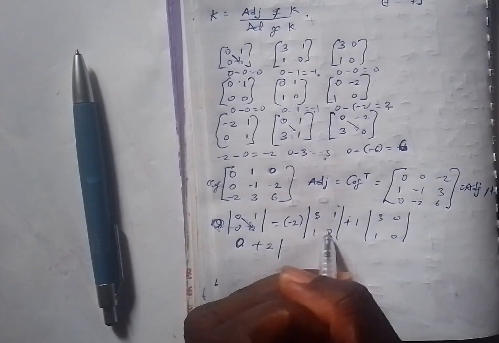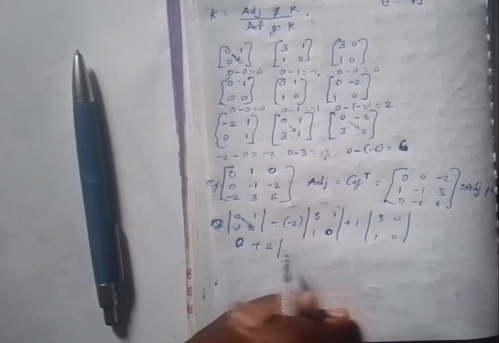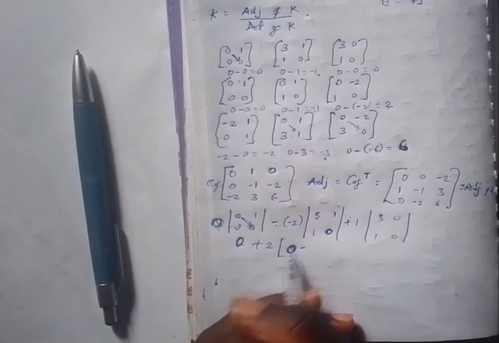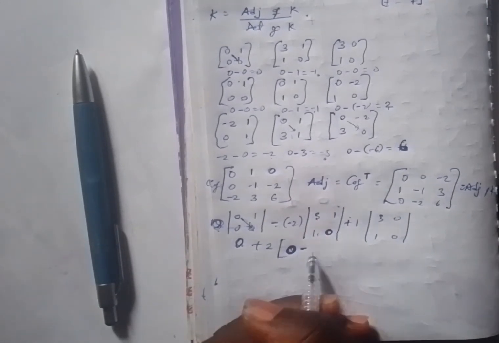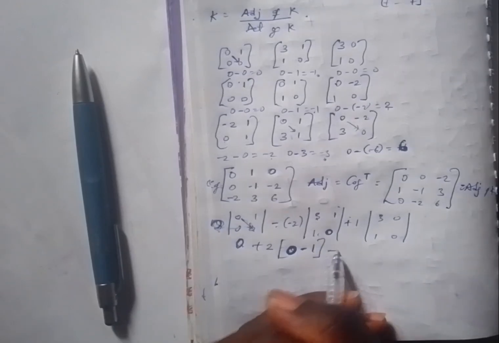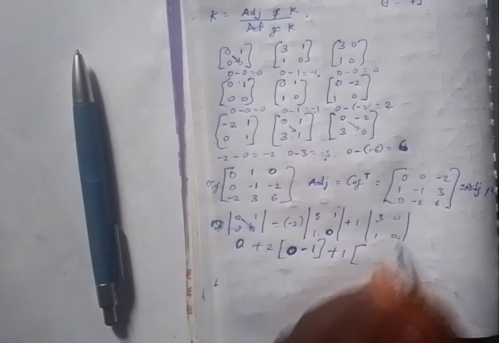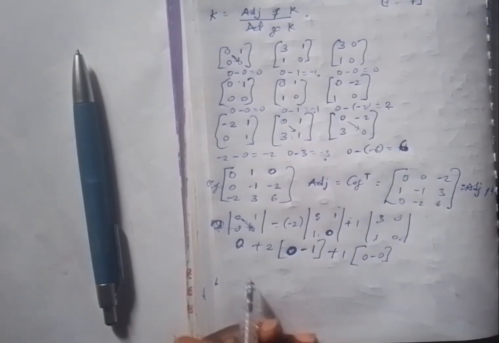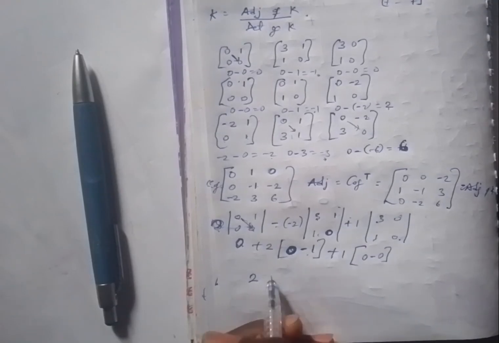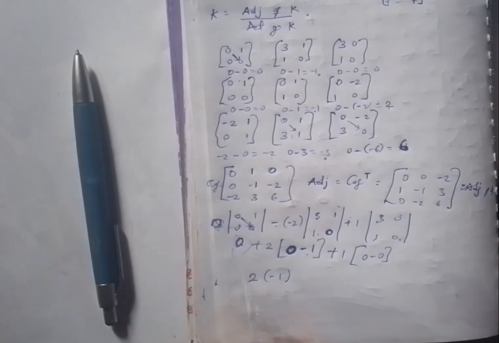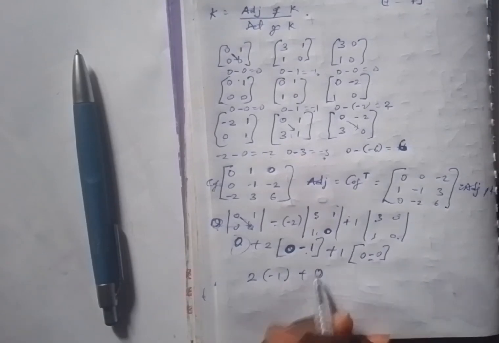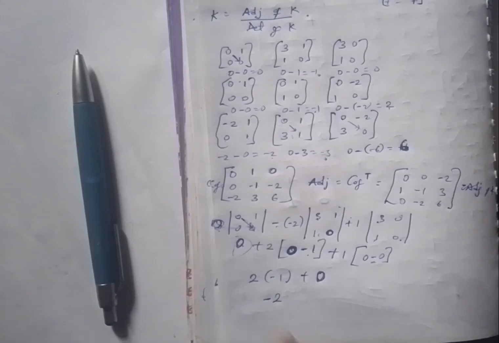Now 3 times 0 is 3. Minus 1 times 3 times 0 is 0, sorry. Minus 1 times 1 is 1. Then plus 1. 3 times 0 is 0. 1 times 0 is 0. So here you have 2 open brackets minus 1, because this 0 is no longer useful. Then you have plus 1 times 0. That's 0 also. So the answer is minus 2. The determinant here is minus 2. So now we can input this.